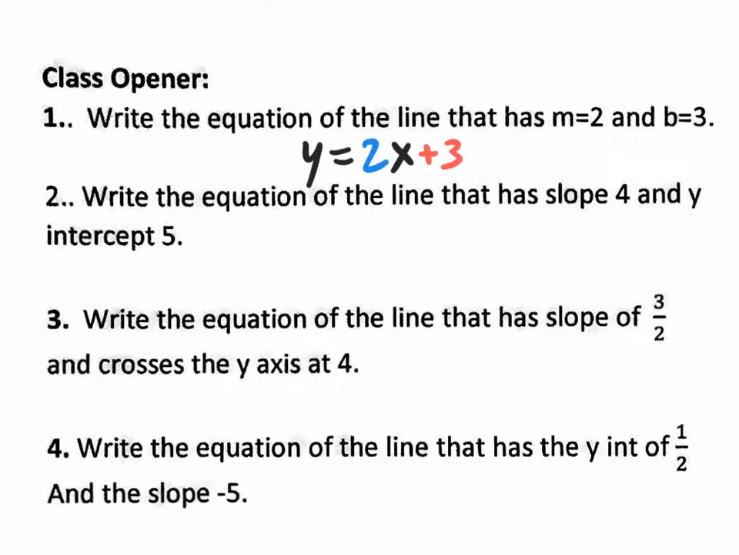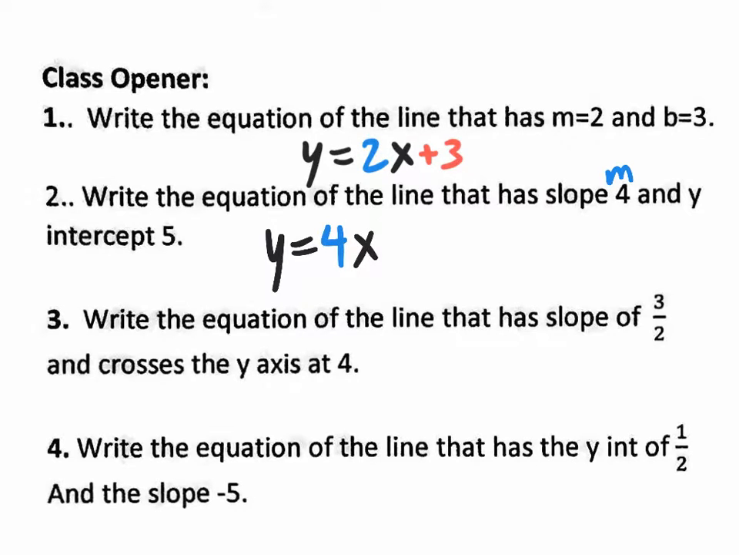Number 2, write an equation of the line that has the slope 4 and the y-intercept 5. You see, it's the same thing as number 1, but instead of m, I tell you that the slope is 4, and instead of b equaling 3, I tell you that the y-intercept, the b, is 5. So let's write it once again. Y equals mx. M is, of course, your slope. So you really have 4 with an x.